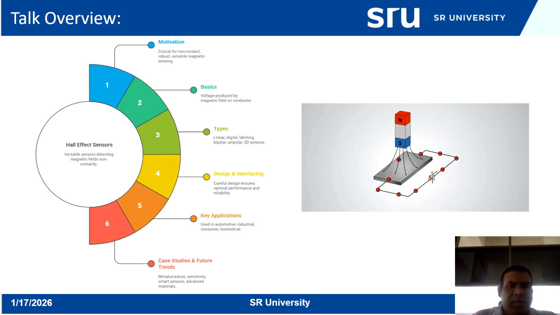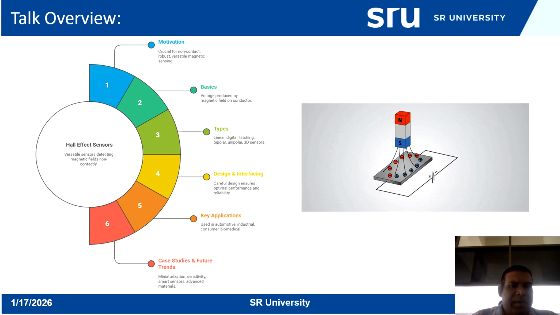Number three, that is types of Hall sensors. Hall sensors come in different forms depending on the applications. We will cover the linear analog Hall sensor. In this sensor, the output varies continuously with the magnetic field. Then we will discuss the digital Hall sensor. In this Hall sensor, the output is on or off based on a magnetic threshold.